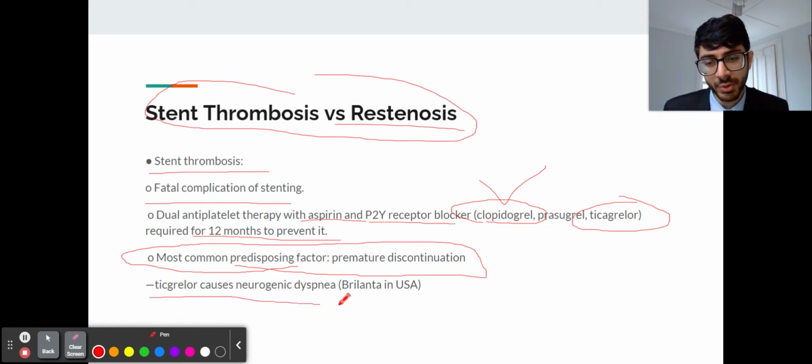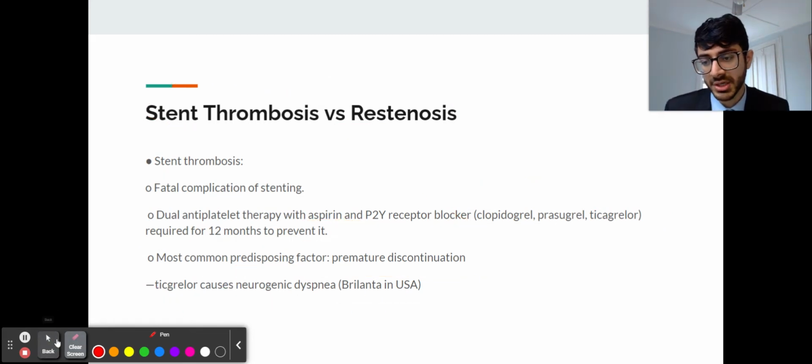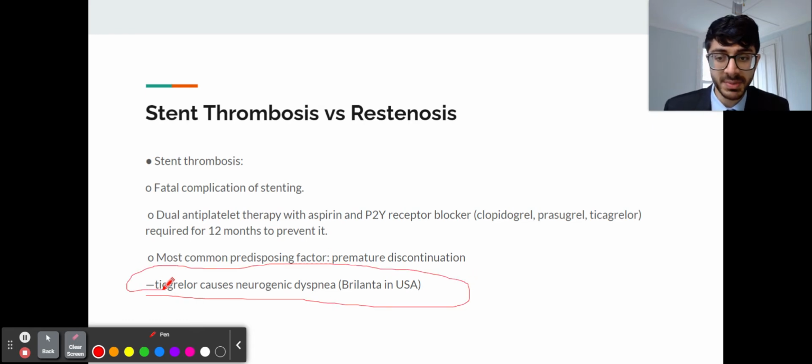And then just another thing I wanted to point out, this is something that's pointed out in First Aid for Step 1. It happens in real life as well: ticagrelor, this P2Y12 inhibitor, causes something called neurogenic dyspnea, where there's no cause of the dyspnea, but it's just the medication itself.